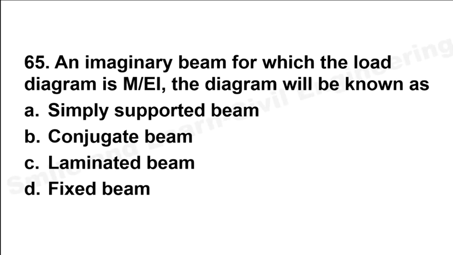65 question. An imaginary beam for which the load diagram is M by EI diagram will be known as a conjugate beam. So from that load diagram you can have an imaginary beam which is known as a conjugate beam.